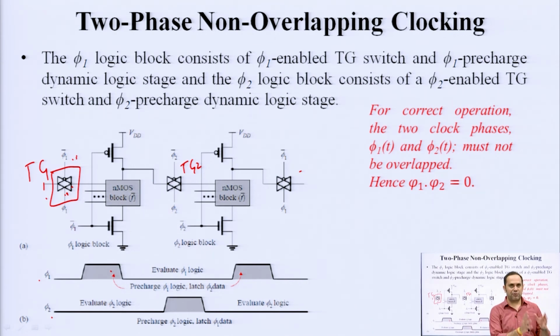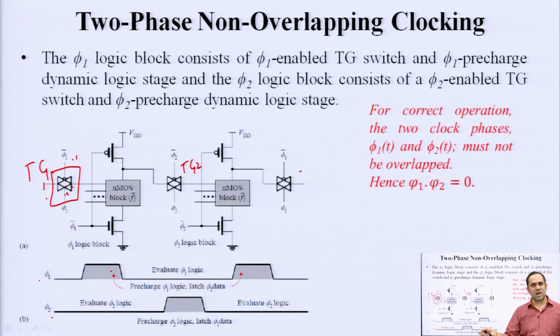So, you have one phi 1 logic block driven by clock signal phi 1, followed by another stage, suppose stage number 2, which is known as the phi 2 stage, which has another transmission gate and another set of logic condition, but it has a different clock. These stages are not sharing the same clock. You have one clock signal phi 1 and another clock signal phi 2.